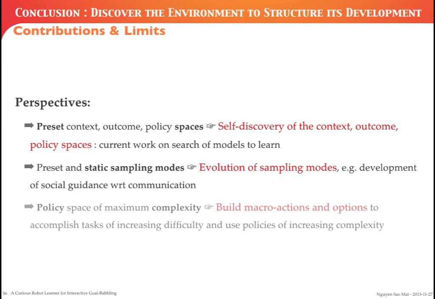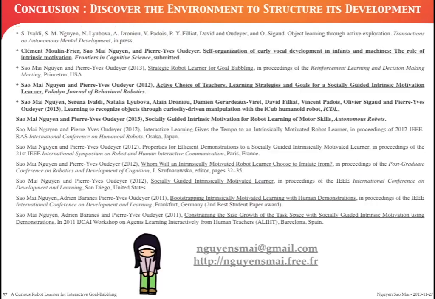And thirdly, we have defined policy spaces as a space of a certain dimensionality with a maximum complexity. But a really interesting work would be to build macro actions or options to have more complex policies, so that the system can accomplish tasks of increasing difficulty.